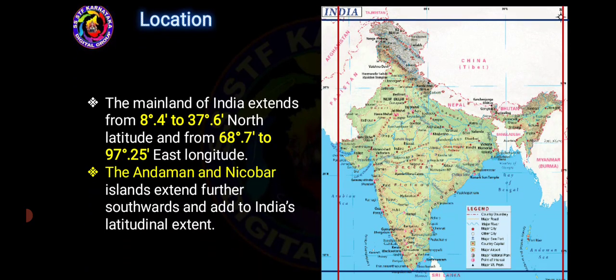So, the mainland of India, when we talk only about our country India, extends from 8 degrees 4 minutes to 37 degrees 6 minutes north latitude, and from 68 degrees 7 minutes to 97 degrees 25 minutes east longitude. You have already learnt in your lower classes how imaginary lines are drawn on the surface of the earth vertically and horizontally. They are called latitudes and longitudes.